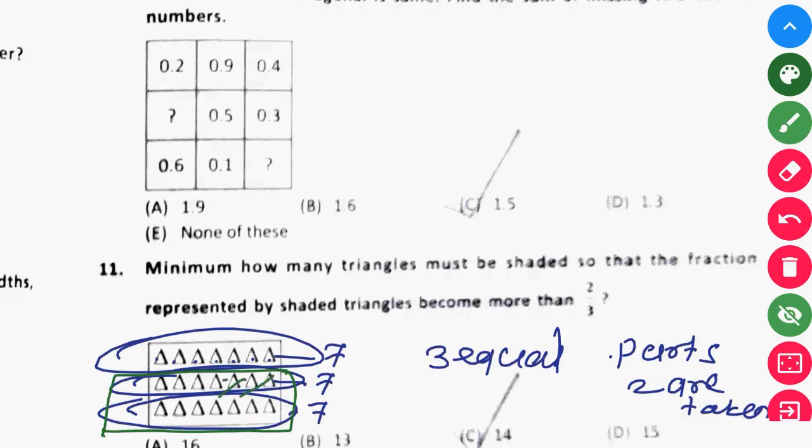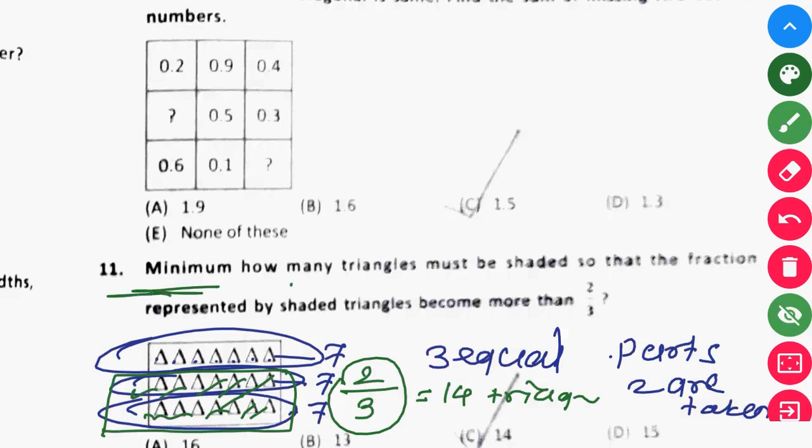Now if we shade all these, in fraction form we write it as 2 by 3. And how many triangles do we shade? We shade 14 triangles. But here is one twist. They have asked how many minimum triangles must be shaded so that the fraction represented should be more than this 2 by 3.